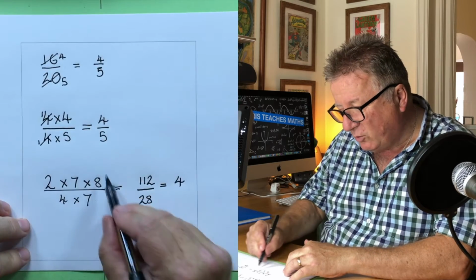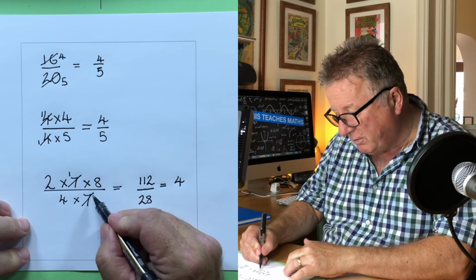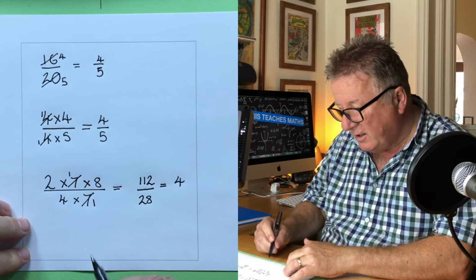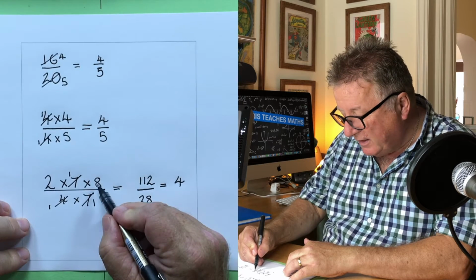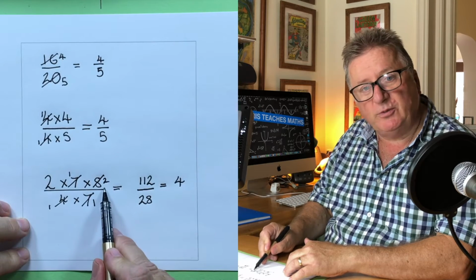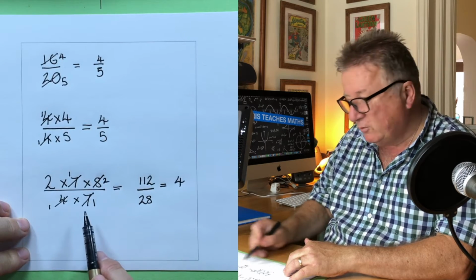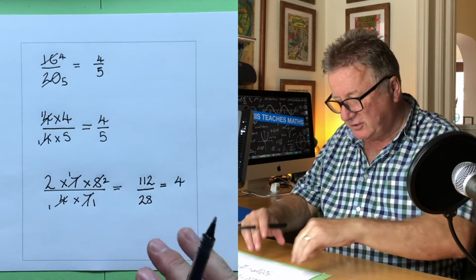Watch this. If I start with this here, divide the top by 7, divide the bottom by 7. 4 goes into 8, so divide the bottom by 4. Divide the 8 by 4, leaving 2. I'm left with 2 by 2, all over 1, which is 4. Okay, just a neat little thing that can be useful.